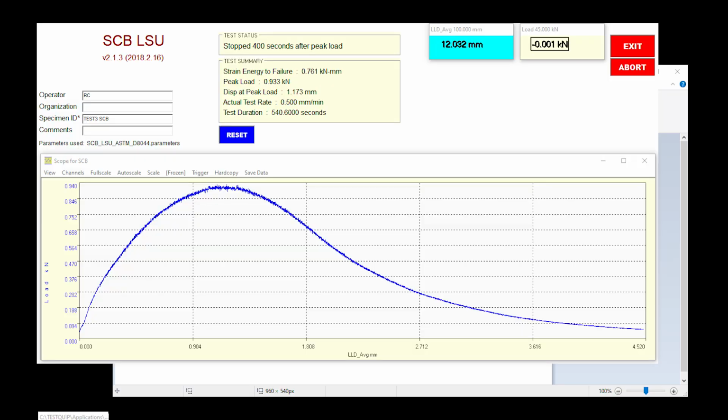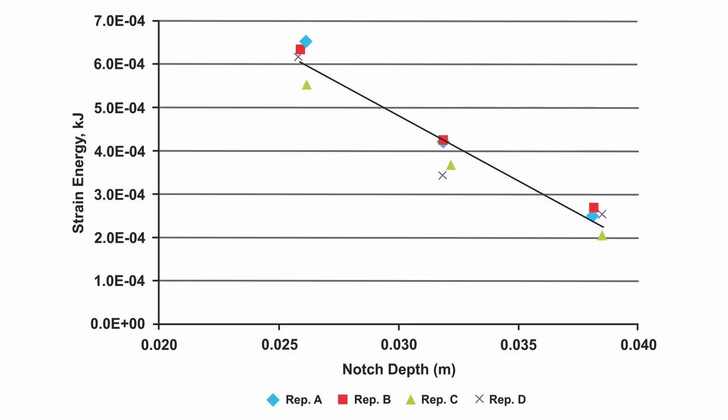Analyze the test data and calculate the strain energy for each test specimen at each notch depth. Compute the critical strain energy rate as described in the standard. This engineering property is a cracking performance indicator of the asphalt mixture at intermediate temperature.